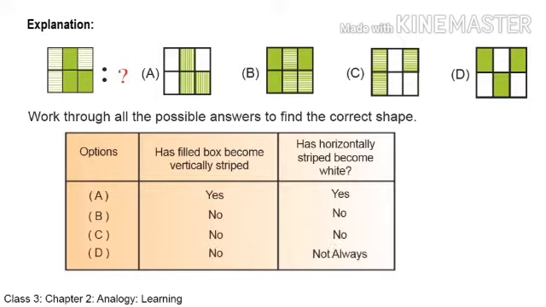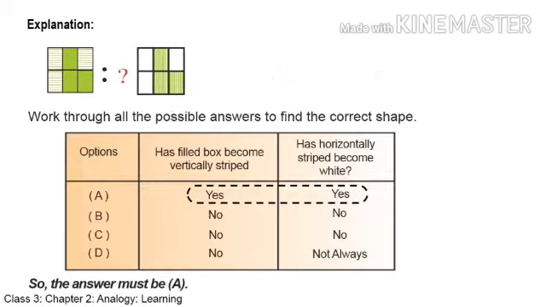Only in option A, the filled box has become vertically striped and the horizontally striped box has become white. It does not imply the same in options B and C. Whereas in option D, the filled box does not become vertically striped and the horizontally striped box does not always become white. Hence, the correct answer must be option A.